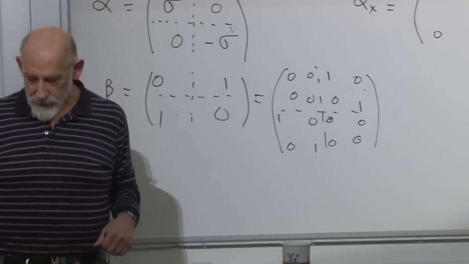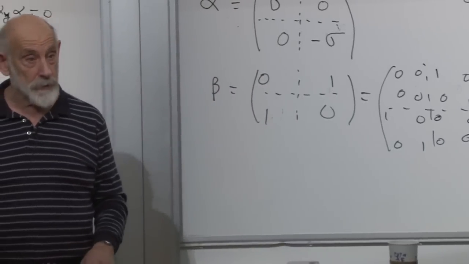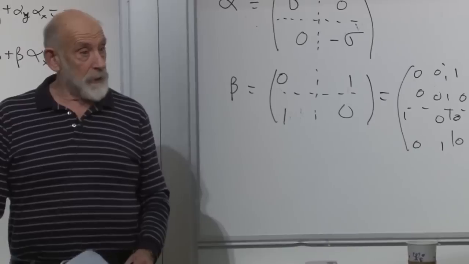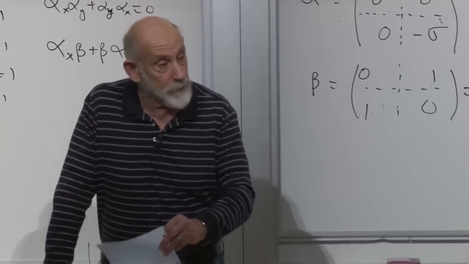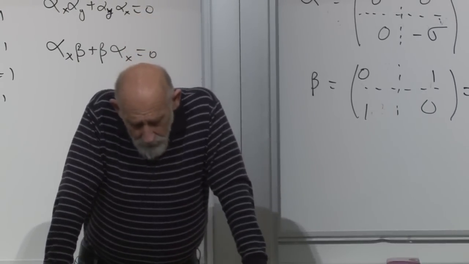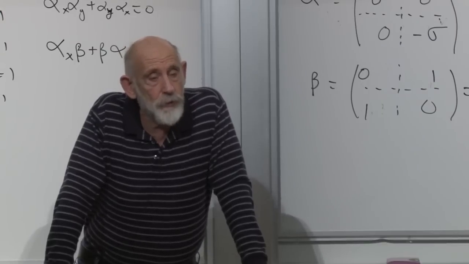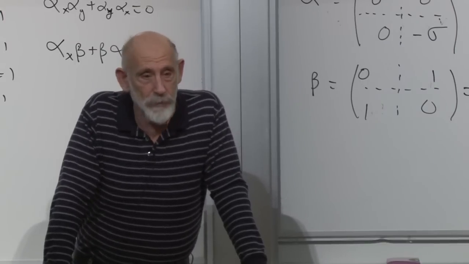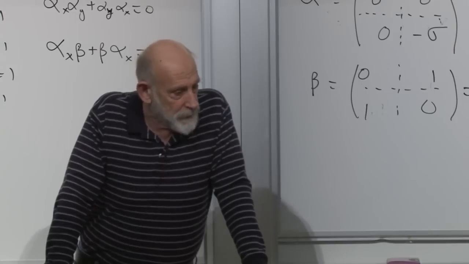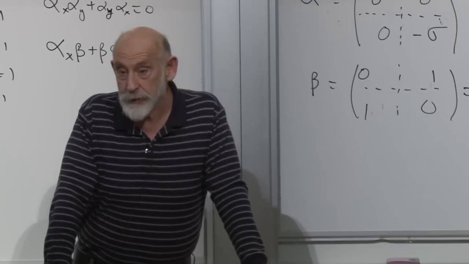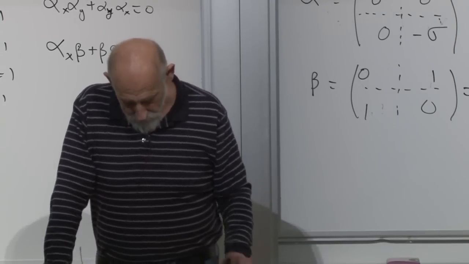I am not going to work out the anti-commutator. There's nothing to it other than just multiplying matrices. The anti-commutators of the alphas with beta are 0. And so we actually have a Hamiltonian whose square is p squared plus m squared, the relativistic law of connection between energy and momentum. It sounds good, and it is good.